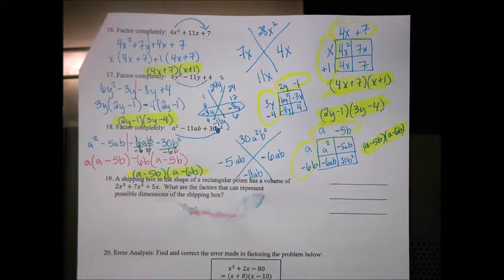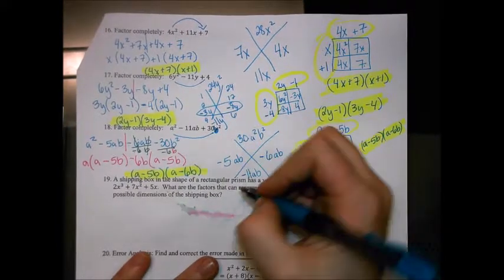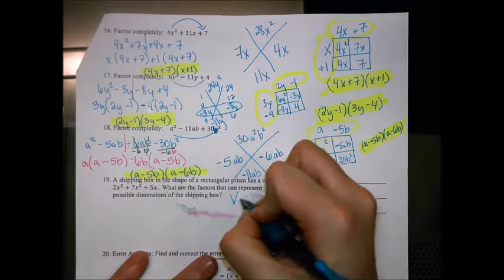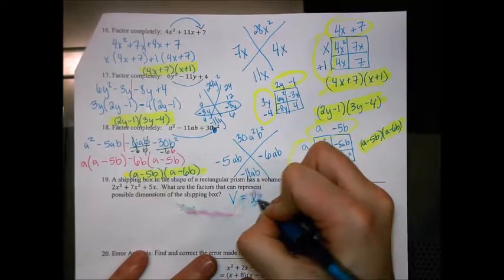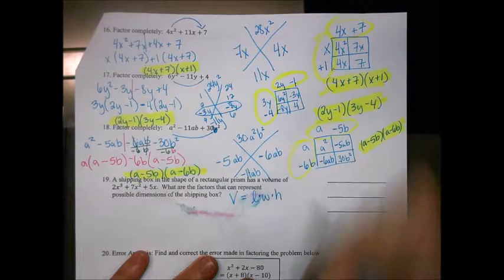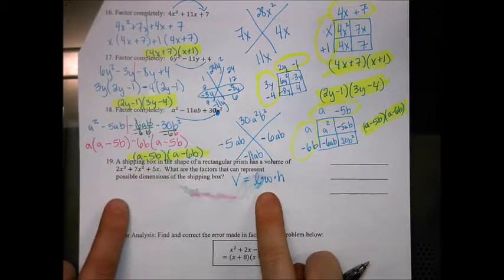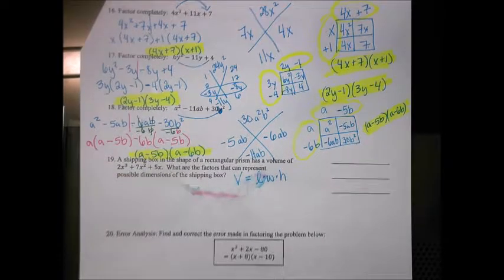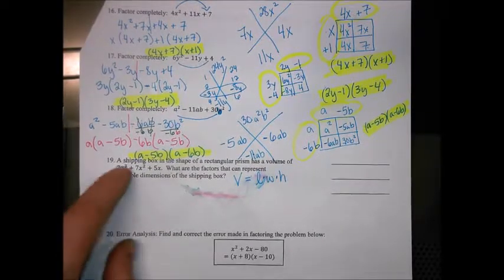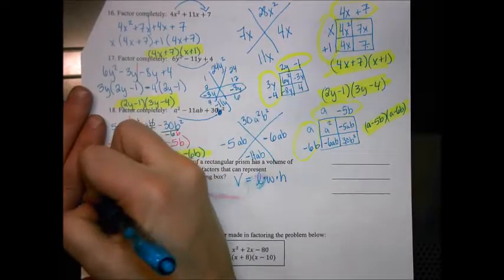A shipping box in the shape of a rectangular prism has a volume of 2x cubed plus 7x squared plus 5x. What are the factors that can represent the possible dimensions of the shipping box? Remember, volume of a rectangular prism is length times width times height. We learned that last semester. So, I need three things that multiply together to give me this trinomial. That means I'm factoring it out.